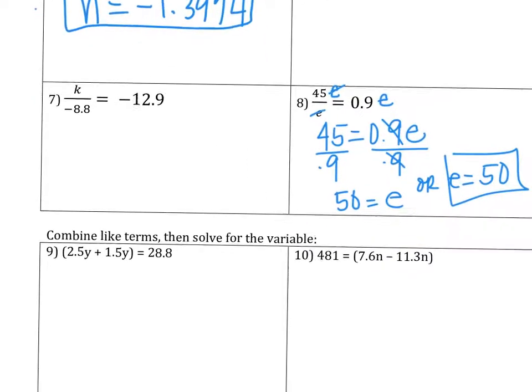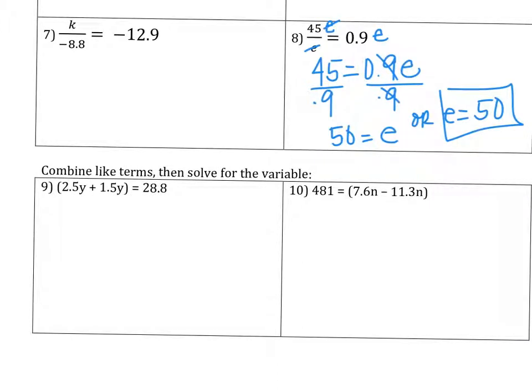Number 9, we want to combine like terms, then solve for the variable. So in number 9, we're going to combine 2.5y plus 1.5y. So that is going to give us 4y's equals 28.8. Divide both sides by 4, and you get y equals 7.2.